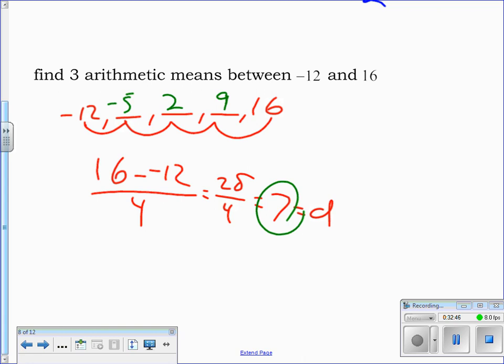And D is much easier than figuring out what those 3 numbers are by taking the average to find the one in the middle. If you have an even number of spaces in here, you can't do the average to find the thing in the middle. So this is what you want to do.